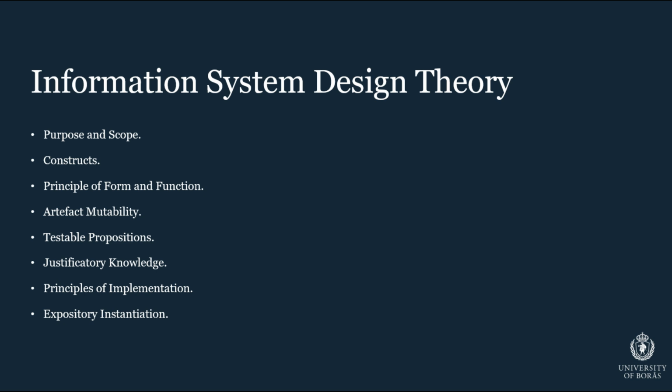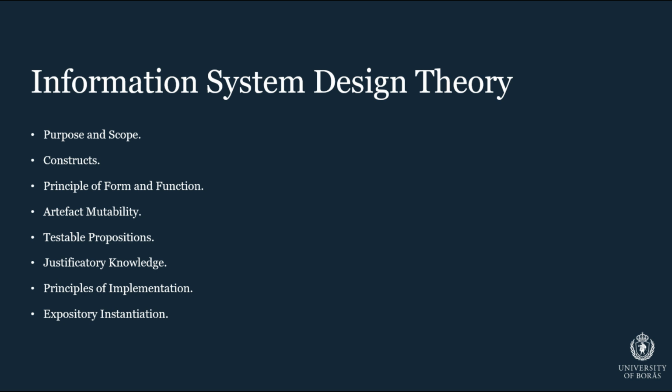Constructs, representations of the entities of interest in the theory. These entities can be physical as well as abstract. Principle of form and function, the abstract blueprint or architecture that describes an artifact. For a model, its components and their relationships and functions would be described. For a method, its steps and their order and purpose would be given.